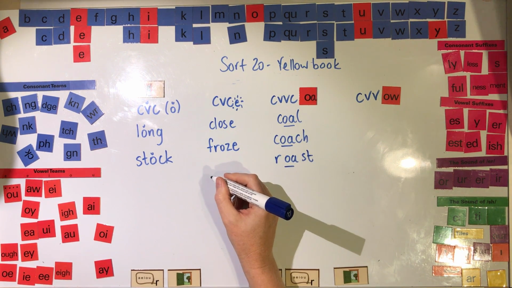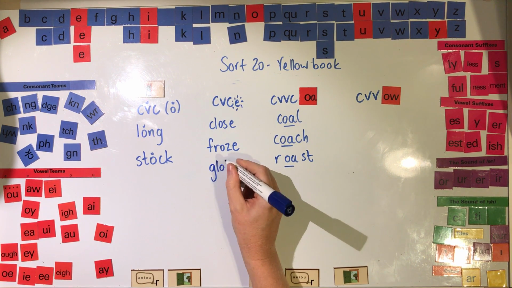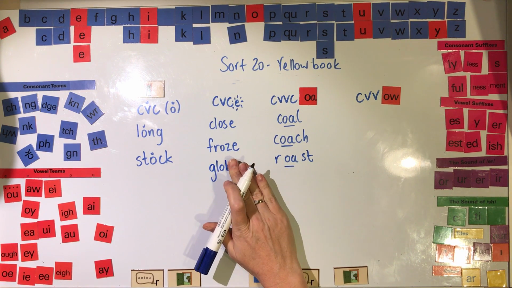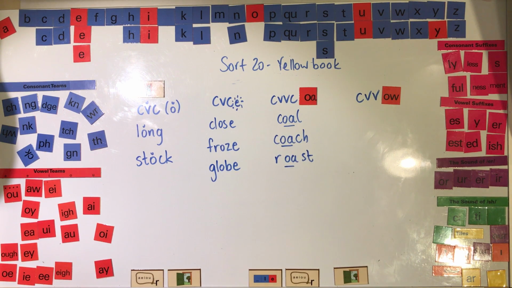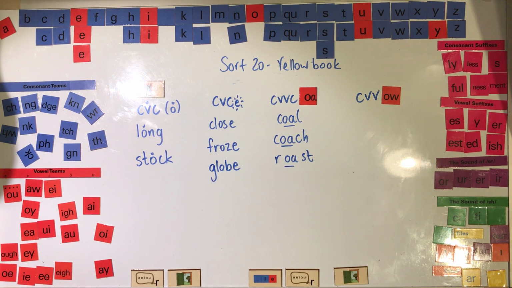Okay, I could have glob or globe. So the presence of that magic E modifies this short vowel to say its name. Very, very powerful and a very common way to get the long vowel sound in words, whether it's A, O, any of the vowels.